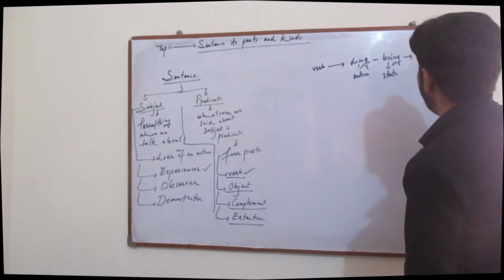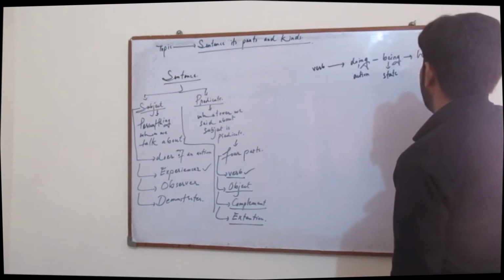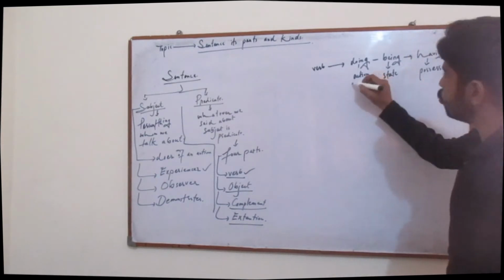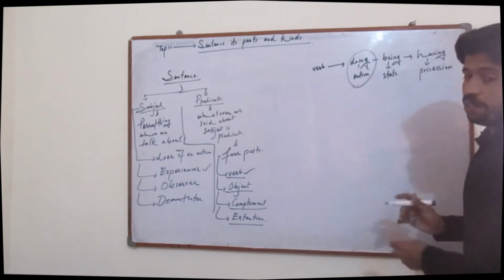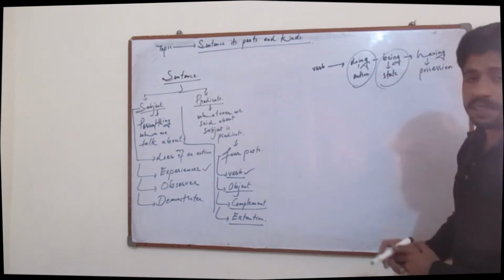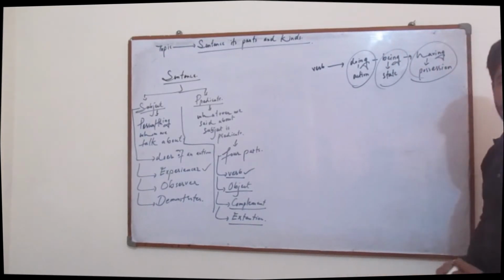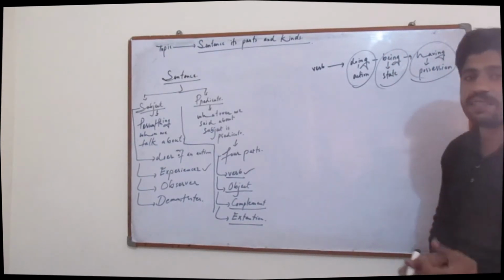It shows having. Having means possession, and possession means what a person or thing has. Verb shows three things. It shows doing, which means action, what a person or thing does. It shows being, which means what a person or thing is. It shows possession or having, which means what a person or thing has.